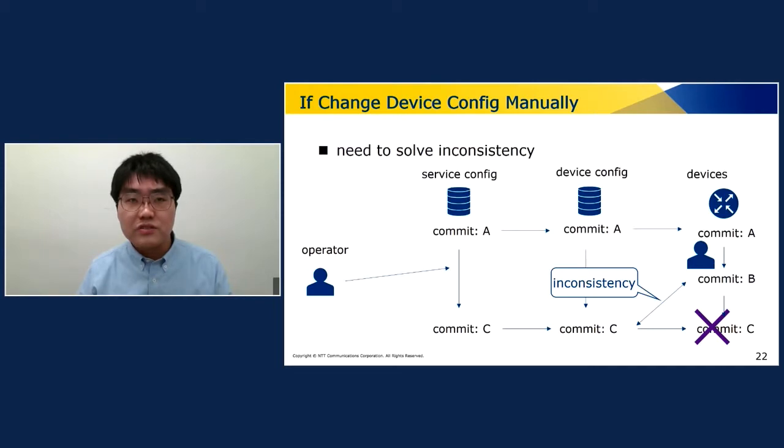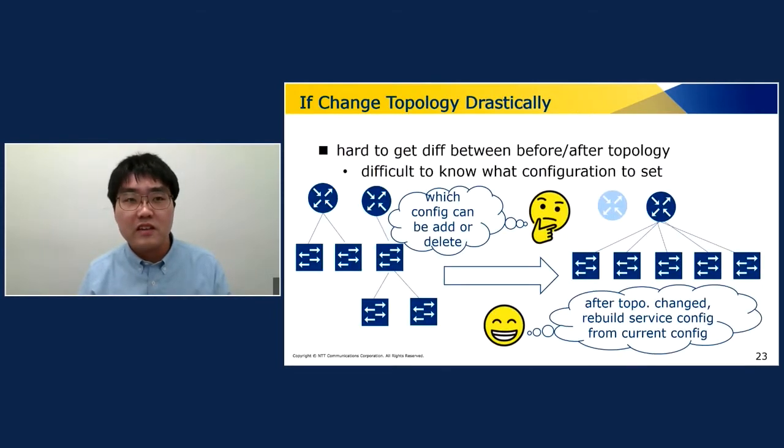Here is another situation, changing topology drastically. It is when we change left side topology to right side topology. Once you start operation with NSO, you need to consider the difference of before and after state. But it sometimes becomes a difficult question by changing size. To avoid this question, stop calculating the difference. We should rebuild service config from current device config after changing topology.